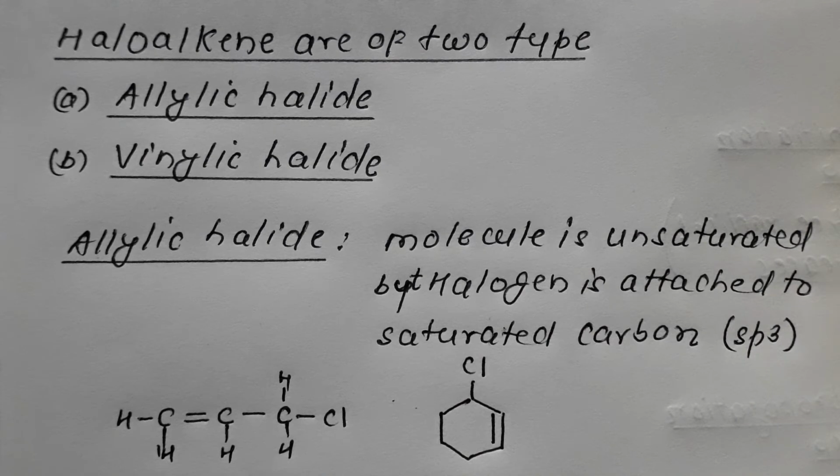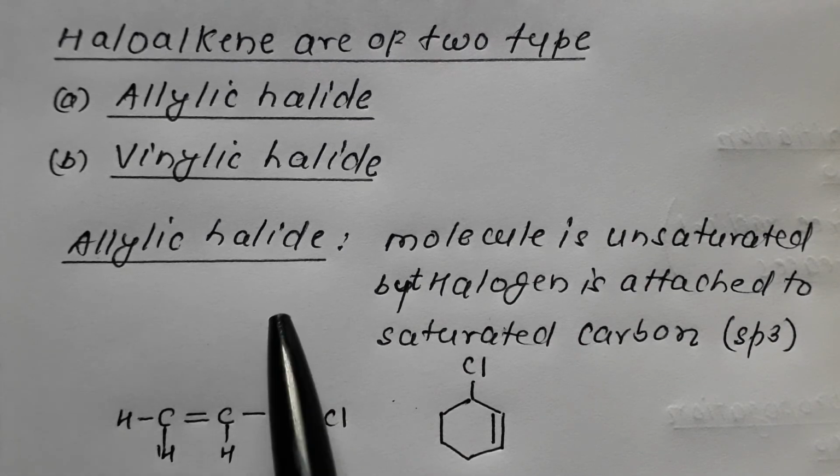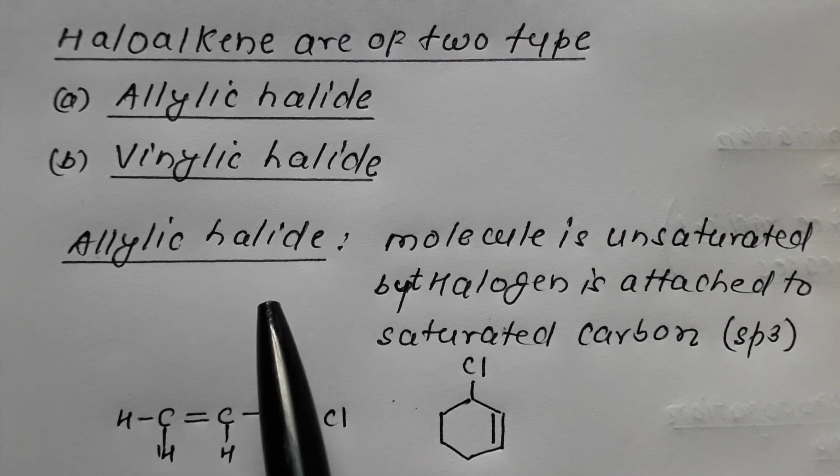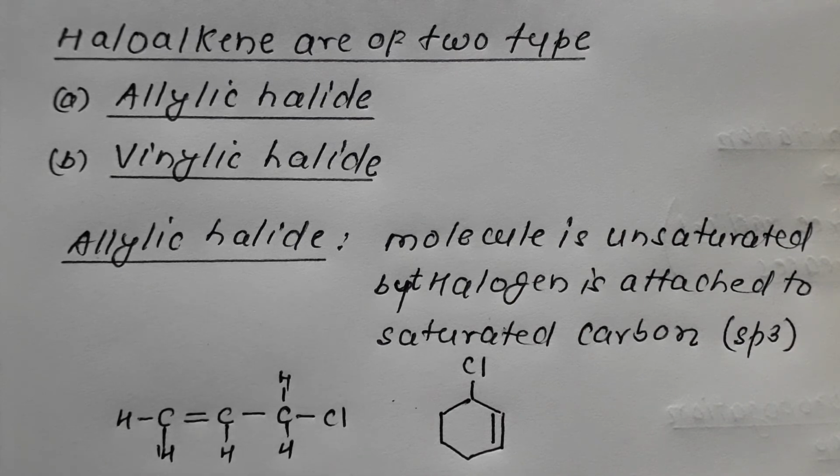One more example. In this compound, is it unsaturated? Yes, it is unsaturated due to the presence of a double bond, but again the halogen is attached to a saturated carbon, therefore it will fall under the category of allylic halide.